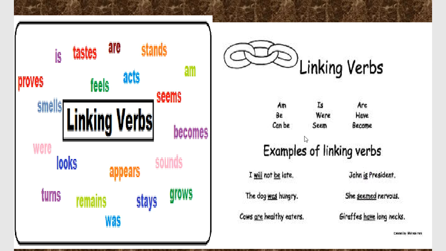Clear? Similarly, if I come to seem, she seemed nervous. So it's linking over here. The dog was hungry. So here was is a linking verb, not an auxiliary verb. Why? Because it is linking the first part of the sentence with the second part of the sentence and making a sense altogether. That is why it is working as a linking verb and not as an auxiliary verb.